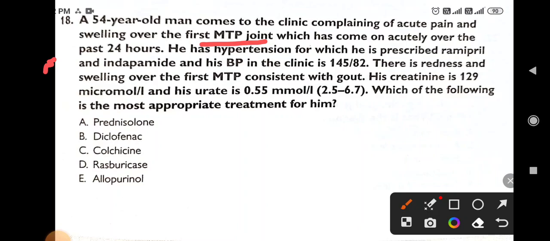So this is a case of acute gout. In acute gout, allopurinol and rasburicase, these drugs we are not going to use. Even in acute gout, we are not going to use steroids. We can use colchicine and diclofenac. If you are confused between the two, go with diclofenac. If indomethacin and colchicine, choose indomethacin.